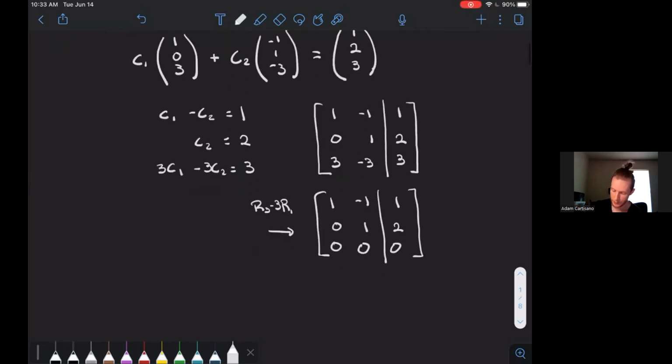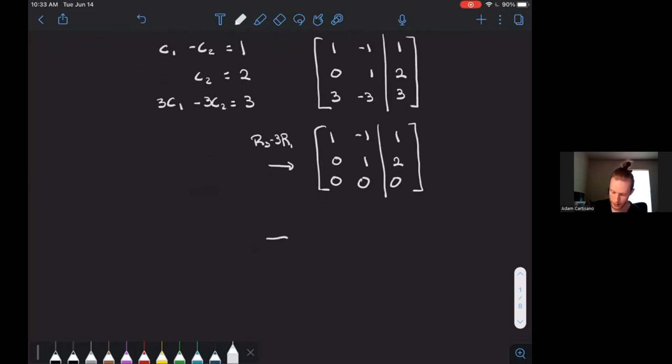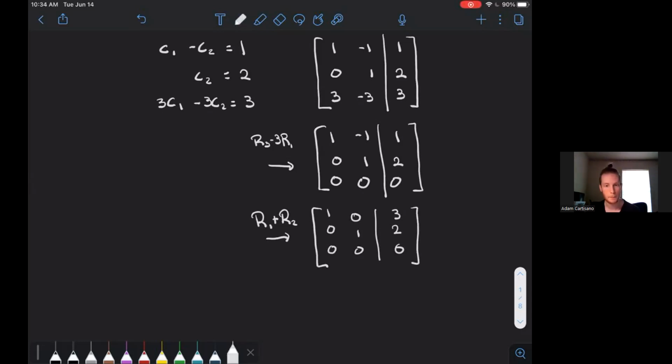It's kind of nice. And if we just add row 2 to row 1, this thing will be in reduced row echelon form. So row 1 plus row 2. And that will be 1, 0, 3; 0, 1, 2; 0, 0, 0. Okay, this is in reduced row echelon form.